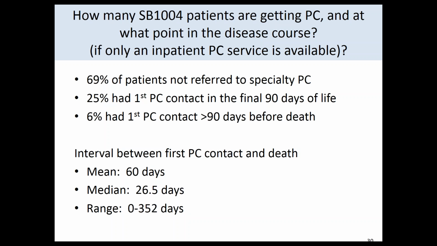If you look at the interval between first palliative care contact and death, the mean was 60 days, the median was 26.5 days, so less than a month, and the range was quite wide, so 0 to 352 days. Again, a clear indicator that there is a need for clinic or home-based palliative care service delivery in this network, the type of service that's described in SB 1004 palliative care.